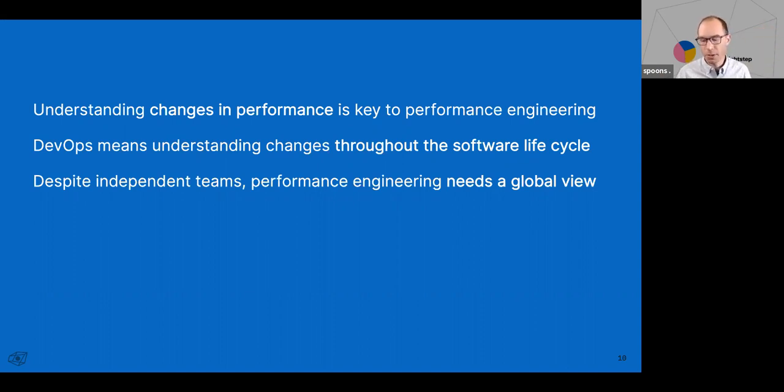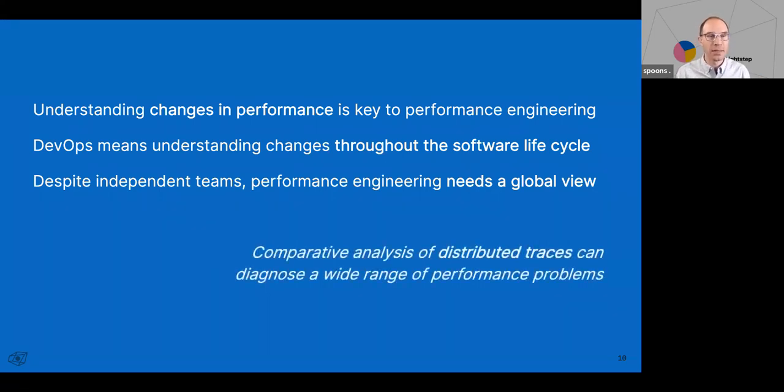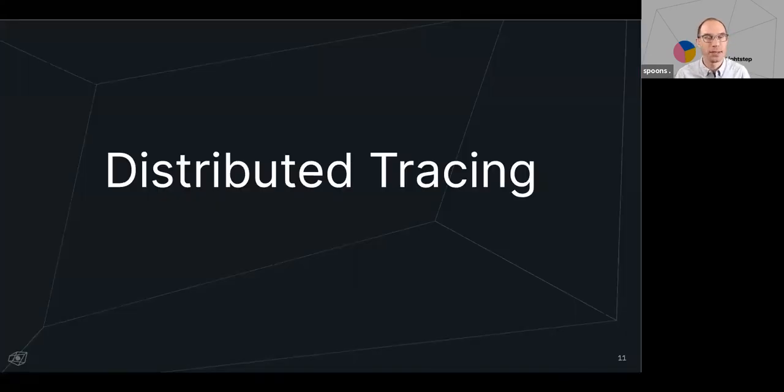So the plan for today: I'm going to do a little bit of an introduction to, and by a little bit, I mean a very brief introduction to, distributed tracing, to make sure we're all on the same page. And then I'm going to walk through these examples. And again, the idea is we're going to use this analysis of these traces to diagnose a bunch of different kinds of performance problems. Okay, so let's get everybody on the same page.